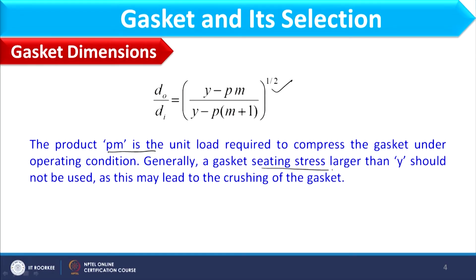Generally, a gasket seating stress larger than Y should not be used, as this may lead to crushing of the gasket. Y is the minimum seating stress, and that stress is sufficient to maintain the tight connection whether operation is going on or not. When we exceed this stress, it will crush the gasket material, so we should not do that. We can choose Y and M according to the gasket material, as given in the table we discussed in the previous lecture.